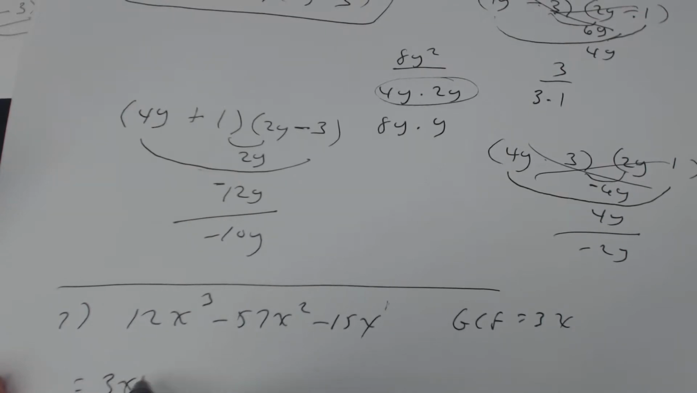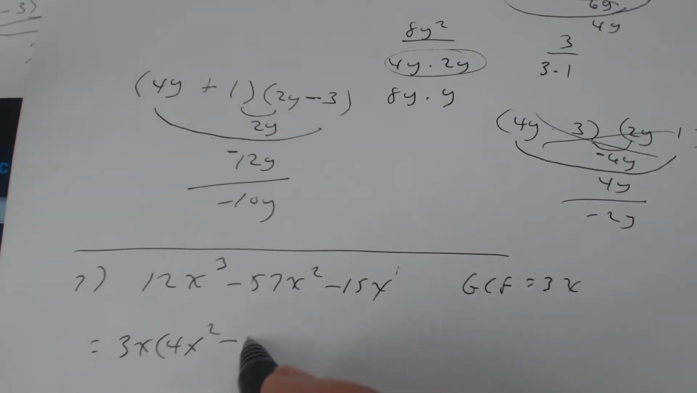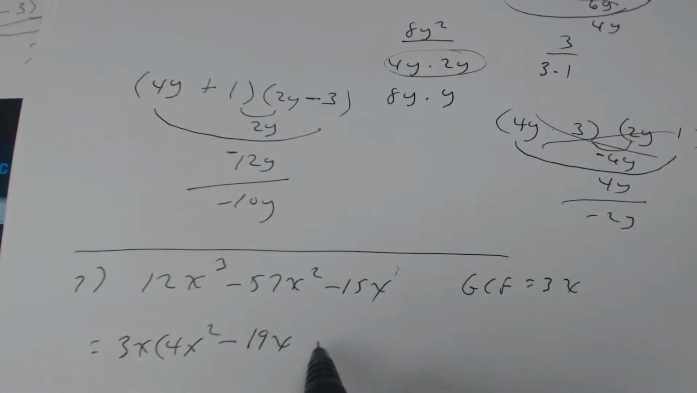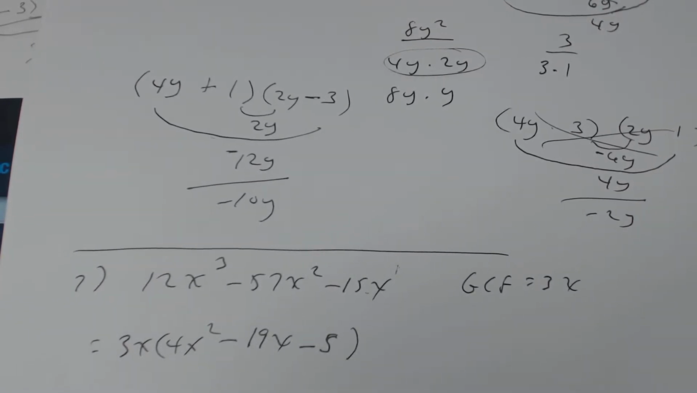So we're going to say 3x times 4x squared, which is 12x cubed, minus, let's see, 57 divided by 3 equals 19. So that's minus 19x. 3 times a negative 19 is a negative 57. x times x is x squared. And then minus 5: 3x times a negative 5 is a negative 15x.